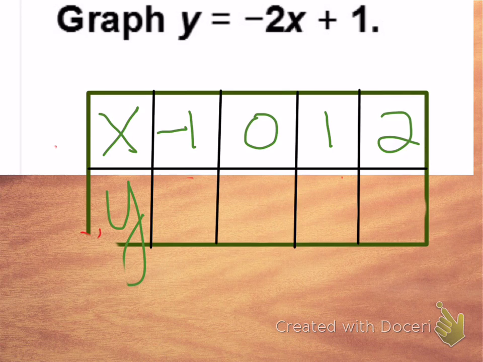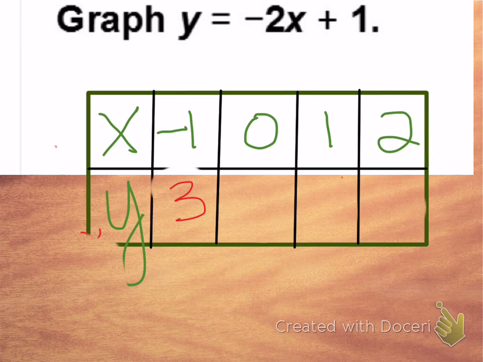In order to get my y values, I'm going to input -1 into the equation. So -2 times -1 is positive 2. 2 plus 1 is 3. So I get 3 as my y output.